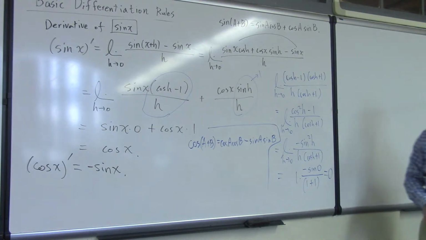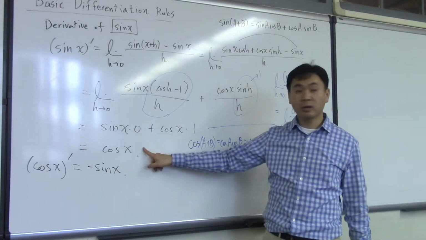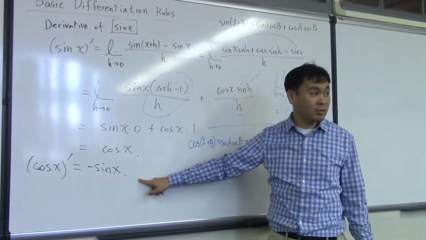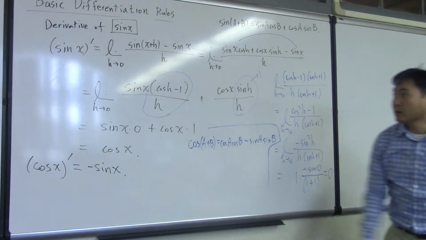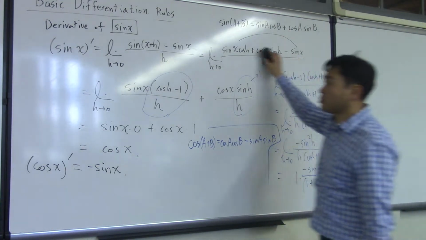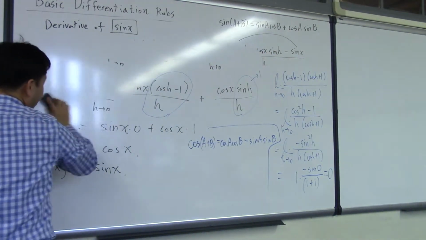Okay? So the derivative of sine is what? Cosine. The derivative of cosine is negative sine. That's the thing you have to remember. Now let me add to this the derivative of an exponential function.